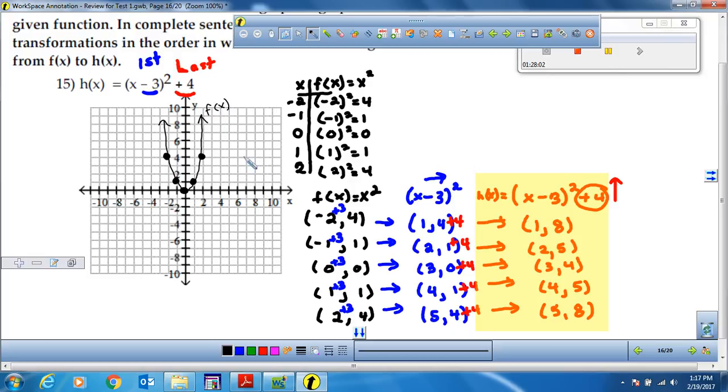So that completes the function f of x, and h of x has the point (1, 8), which is here. Then (2, 5), which is right here.